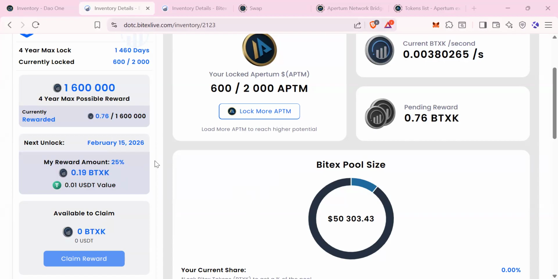Okay, there you go. So you're going to get 25% of 83,300 coins. See the 25% there? That's what you're going to get.